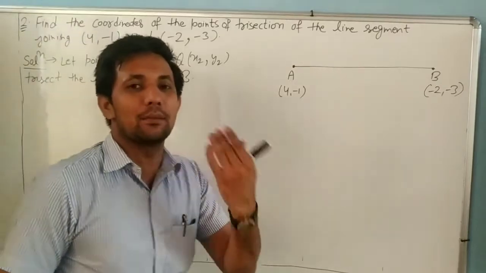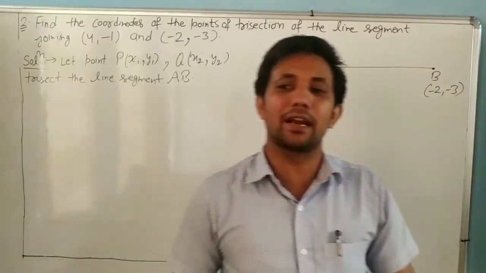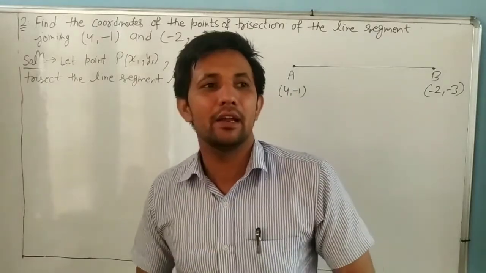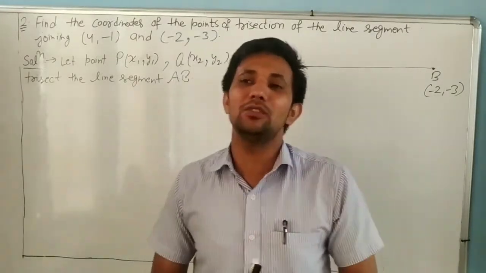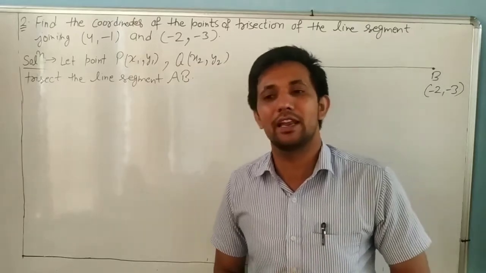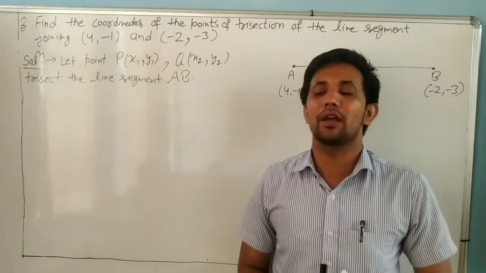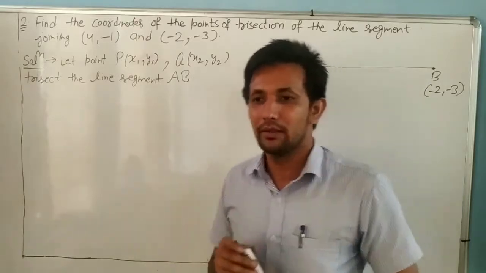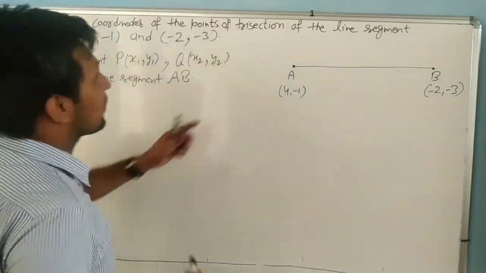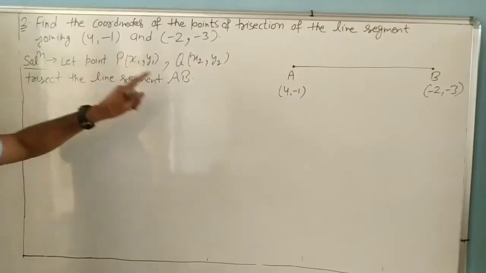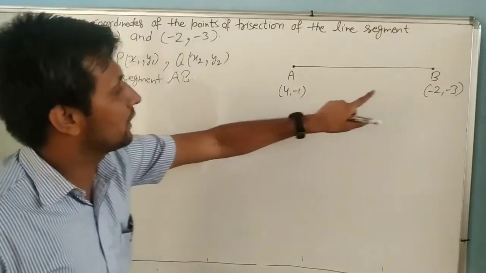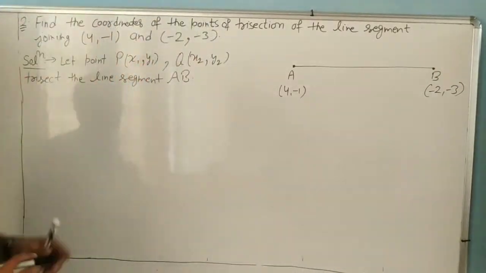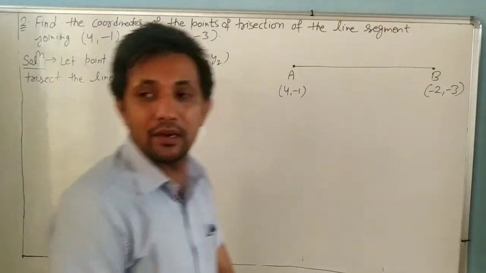Trisection means, bisection means in 2 sections, trisection in 3 equal sections. If I write divides, we don't know whether they are equal or not. But if I write bisect or trisect, it means they are equal parts. Find the coordinates of the points of trisection of the line segment joining A(4, -1) and B(-2, 3).